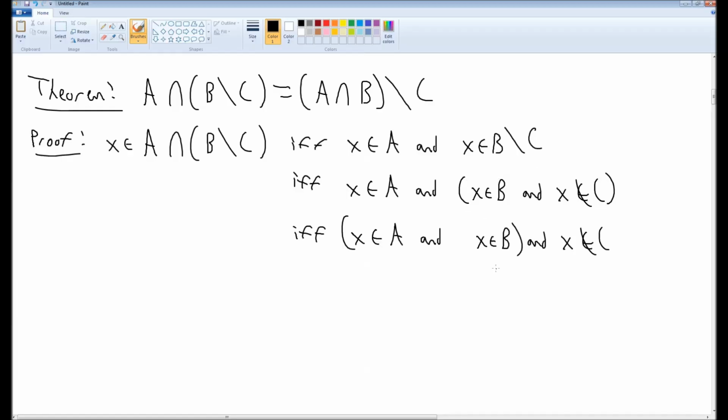Now, since and is logically associative, we can move the parentheses. But what's this first part right here saying? Saying X is in A and X is in B?